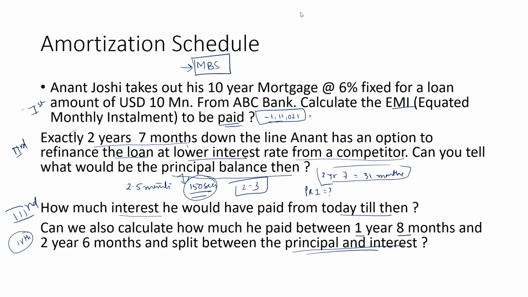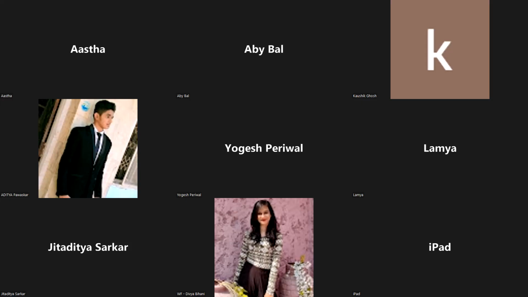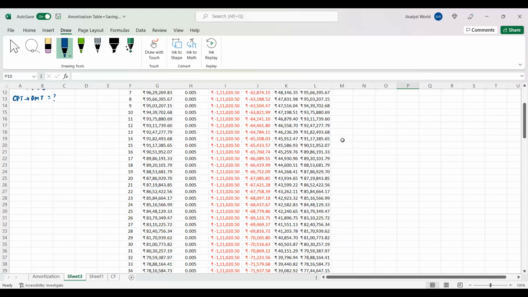So let's again go back to the working sheet of ours. And let's see. So 2 years and 7 months would mean we are talking about this period, right? 31? 2 years, 7 months is going to be 31 months. Am I right? That's all right. So please be fast because we have to cover a lot of things. So after 31 months payment has been done, what is the principal outstanding after the payment has been done?